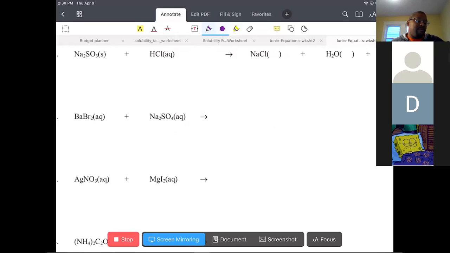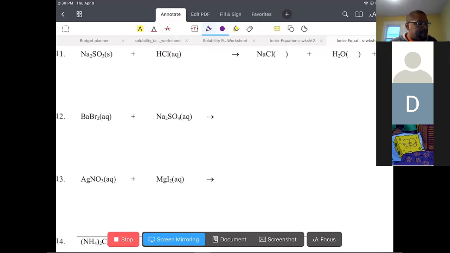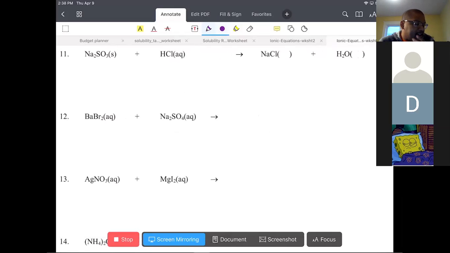This part for problem number 12 is going to test our understanding of predicting products. Luckily, this one is double replacement, so we don't have to worry about determining which one.